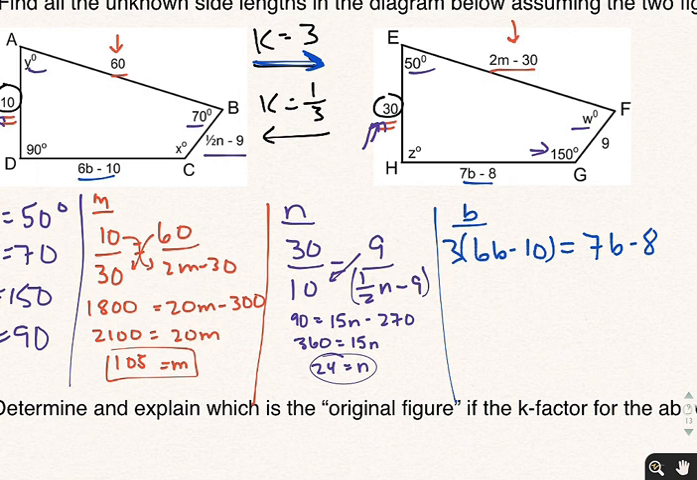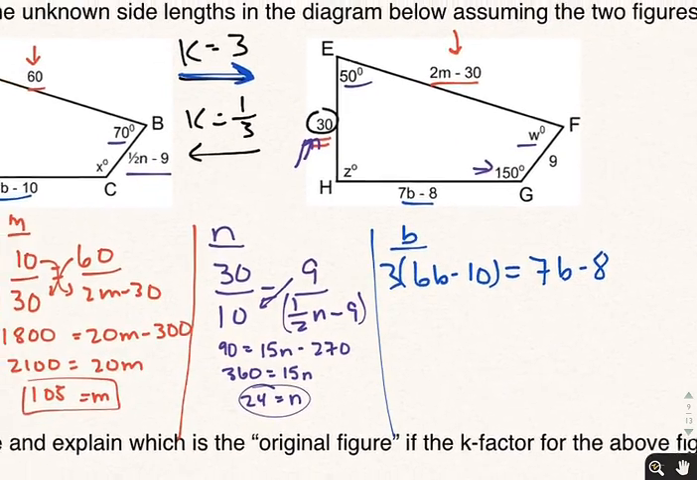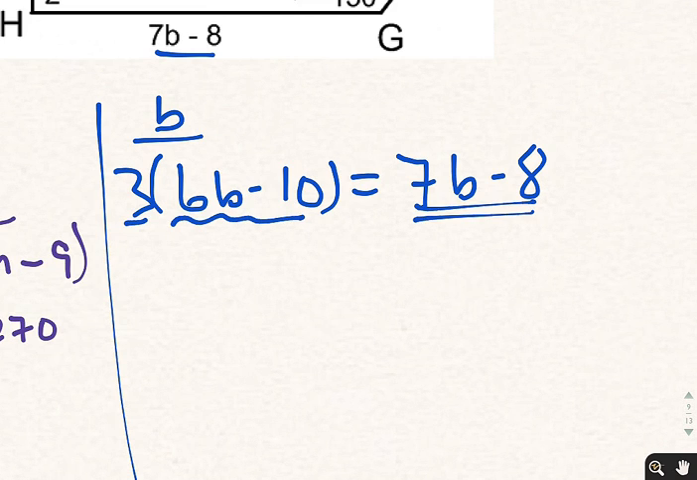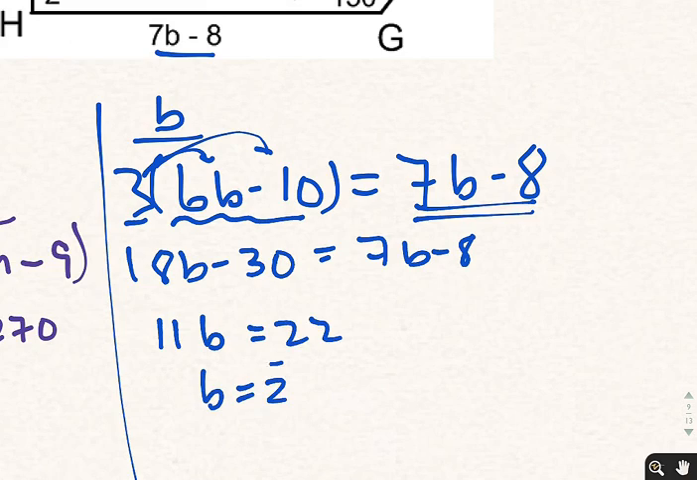Now I could have used proportionality like the first two, but I want to kind of vary it up a little bit, and let's use k-factor for this one. So for now, we're just in algebra town. So like again, k-factor times side length equals image side length. So now let's just solve out. So that's 18b minus 30 is equal to 7b minus 8. Let's see, subtract the b, that should be 11 b's. And then add the 30, that should give me 22, so b should equal 2.